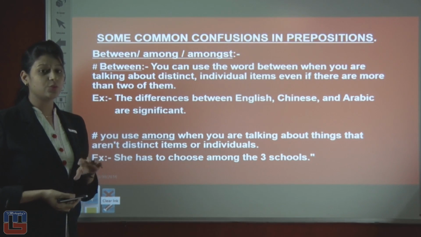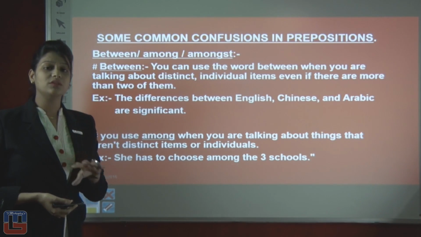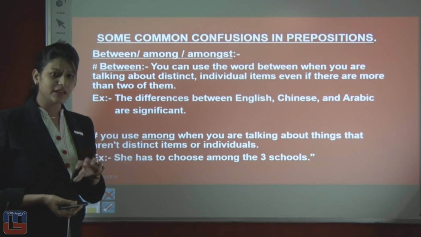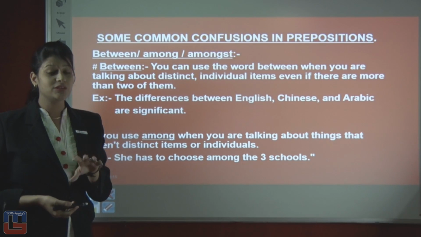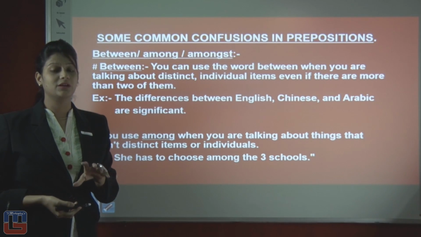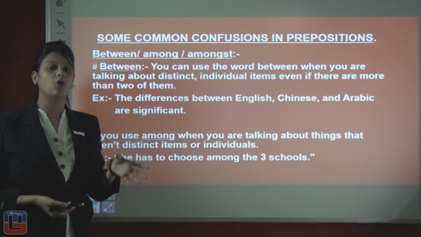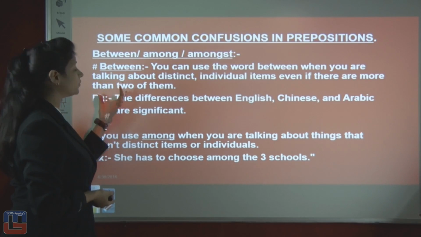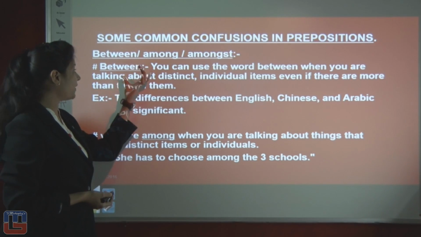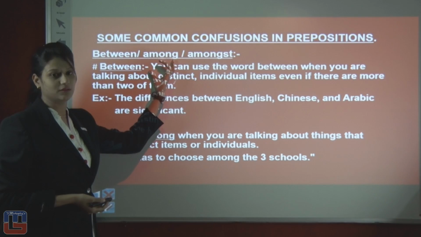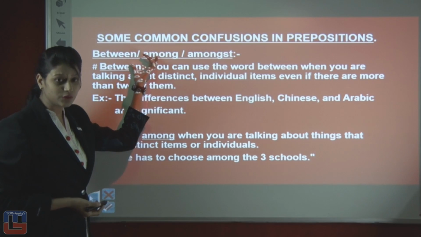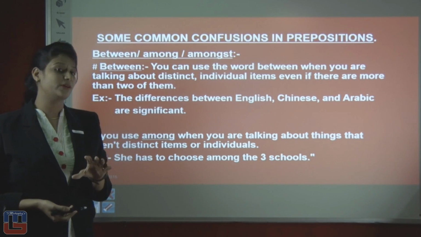Moving further, next we are going to discuss some of the common confusions that you face while solving problems related to prepositions. There are certain words and prepositions which are quite similar to each other when it comes to either their spellings or their meanings. So we are going to discuss some of them today. The first pair is between and among. Amongst would come later, but between and among are the two words which are very often confused by students.